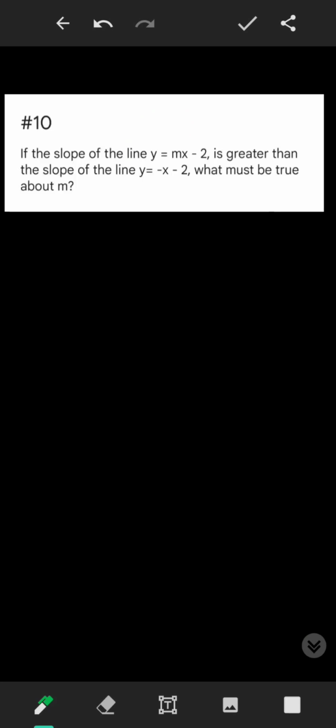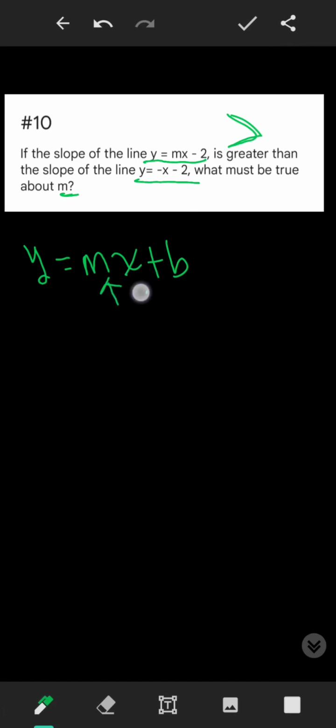It says if the slope of the line y equals mx minus 2 is greater than the slope of the line y equals negative x minus 2, what's supposed to be true about m? Well, let's first write the y-intercept formula, which is y equals mx plus b. That's the form that both of these lines are written in. This m, which is the coefficient of x, so whatever number is in front of x, that's going to represent your slope, okay? So for this first equation, the slope is m.